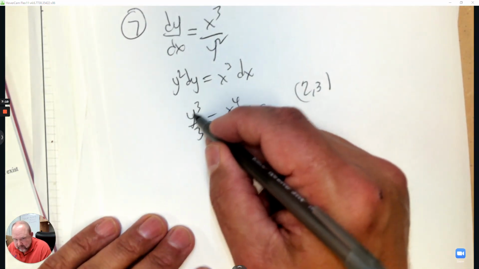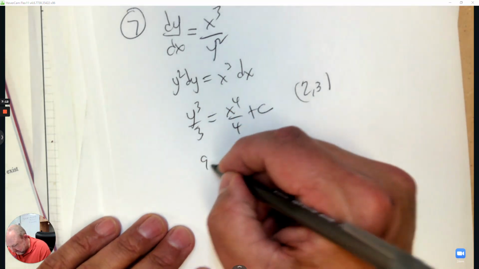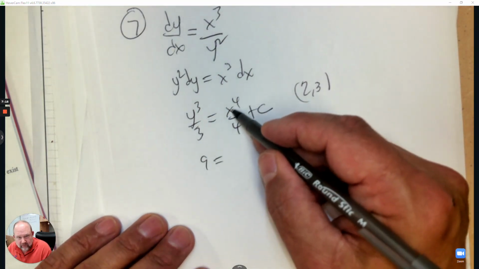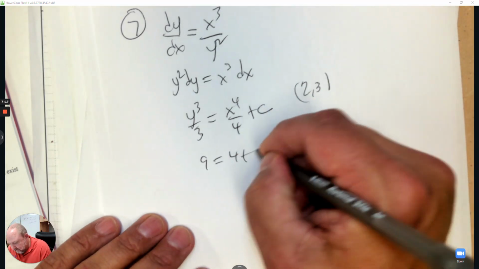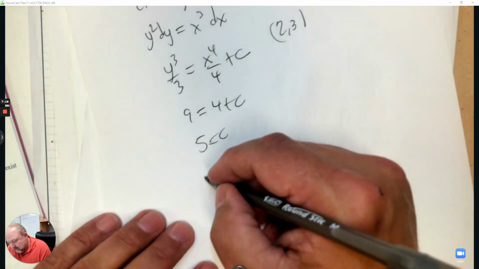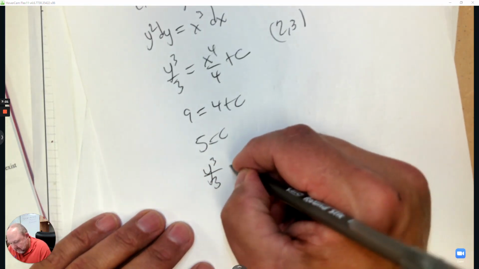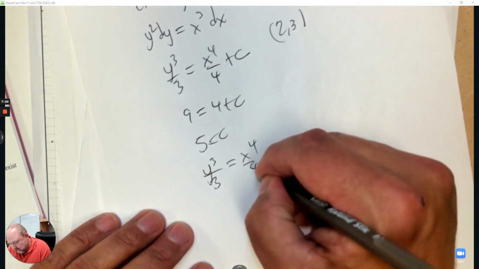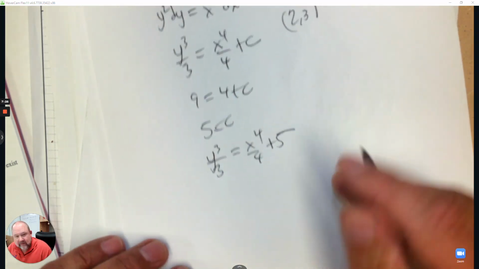So 3 cubed is 27. Divided by 3 is 9. 2 to the 4 is 16. Divided by 4 is 4. So that means c must equal 5. So we have y cubed over 3 equals x to the 4th over 4 plus 5.